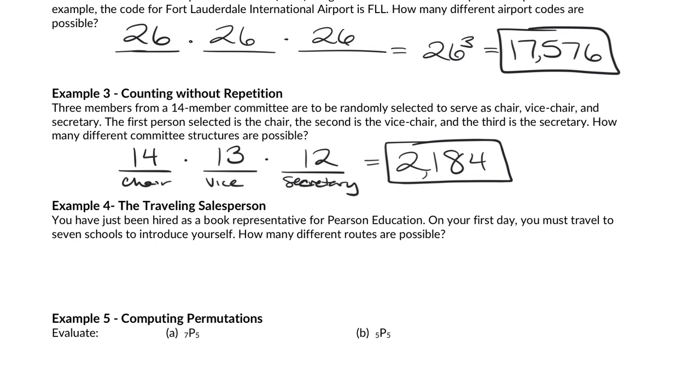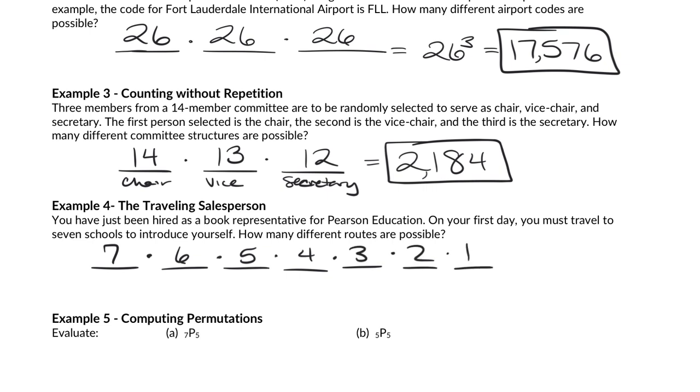Okay. So the first time you stop at a school, how many options do you have to choose from? You've got to visit 7 schools. So how many options do you have? 7. And then you go to visit the second school. How many options do you have? And then, okay, we see what's happening. 6, 5, 4, 3, 2, 1.